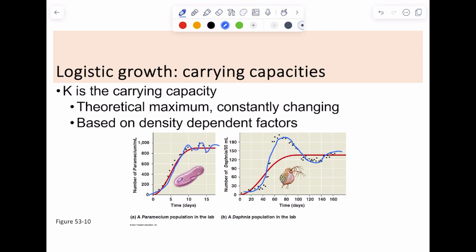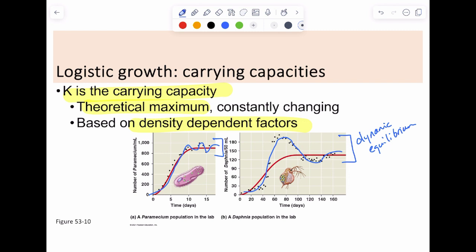So K, again, is this carrying capacity, which is the theoretical maximum. The problem is, since everything is always changing on us, it's really hard to say what the number is. It's primarily based on density-dependent factors. But what you notice in reality is it doesn't just go to that number. It kind of oscillates. This oscillation is what we call a dynamic equilibrium.